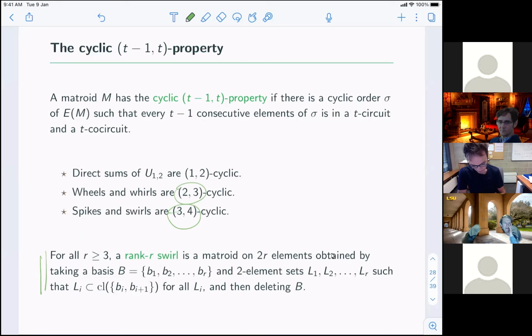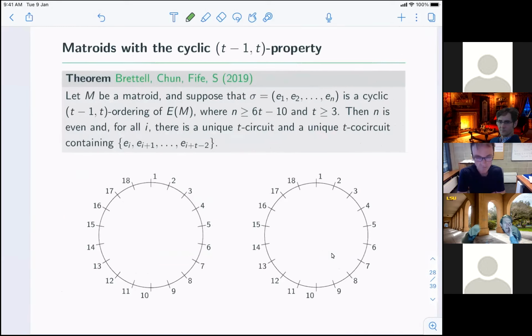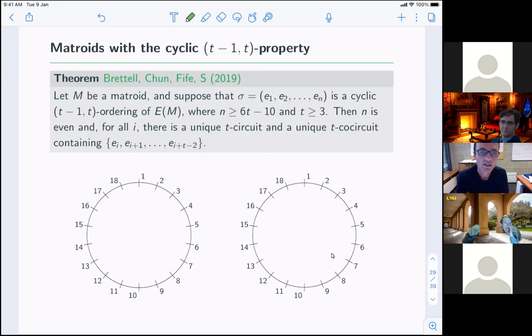So what can we say about matroids with this property? This is from the same Creswick meeting, a couple of years ago, with Nick Patel, Deborah Chan, Tara Fife and myself. It's a theorem resulting out of that meeting. So M is a matroid with a cyclic t minus 1, t ordering, then provided n is at least 6t minus 10, so there's our bound, but I'll say a bit more about that a little later, and t is at least 3.